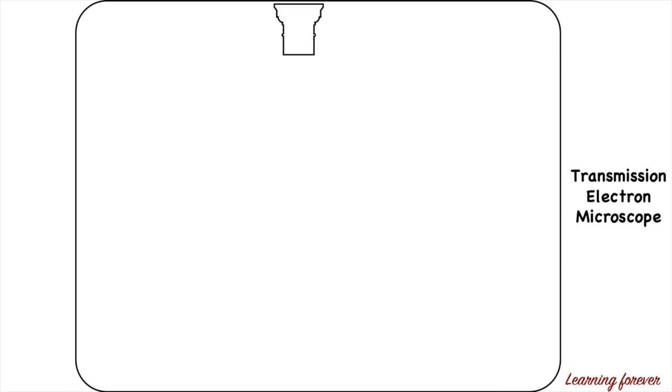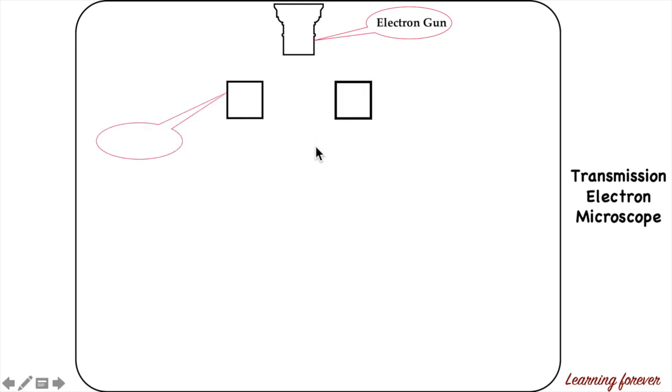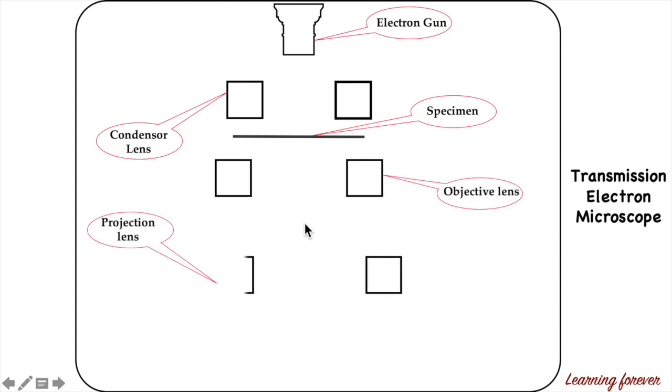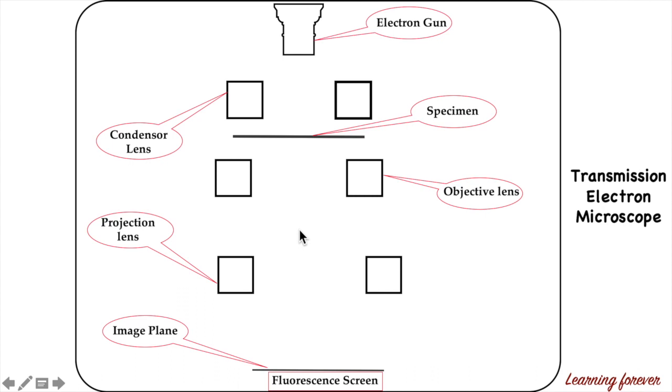The next part is the electron gun, which generally consists of a tungsten filament cathode which is heated to generate the electrons. After the electron gun, there is the condenser lens. Below the condenser lens there is a stage to keep the sample, followed by a series of lenses including the objective lens and projection lens. Also there is an image plane which consists of a fluorescence screen. The image that is formed is projected on the viewing system.